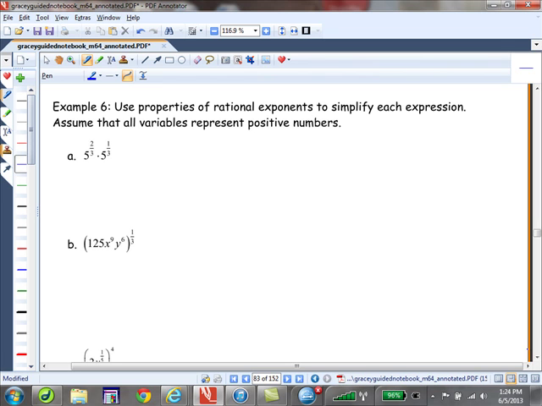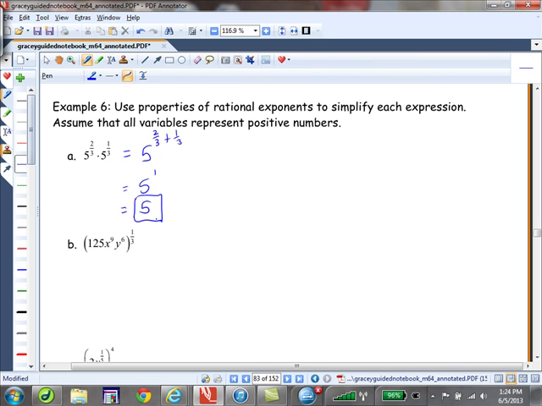So, here we go. We have the same base and we are multiplying. So what do we do with the exponents? Good, we add them. So we'll have 5 raised to the 2/3 plus 1/3. Well, that'll be 5 to the 1. 2/3 plus 1/3 is 3/3, which is 1. And we'll just get a result of 5.